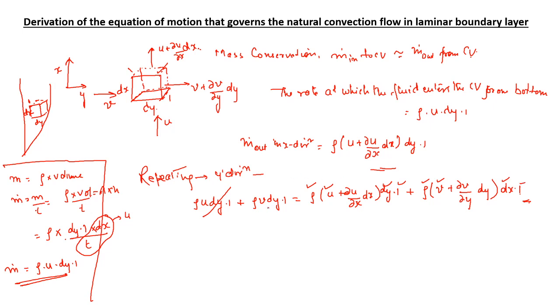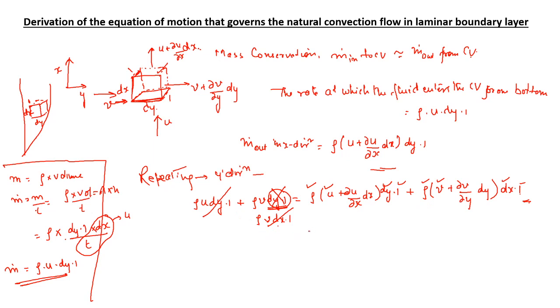So let me do some correction. This term I have mentioned wrong. It should be rho v dx dot 1, right? Because this is the velocity entering in this direction. See from this figure, the area of cross section is dx into 1 thickness, and for this direction the height is dy, right? So it should be like this. So this is cancelled out.